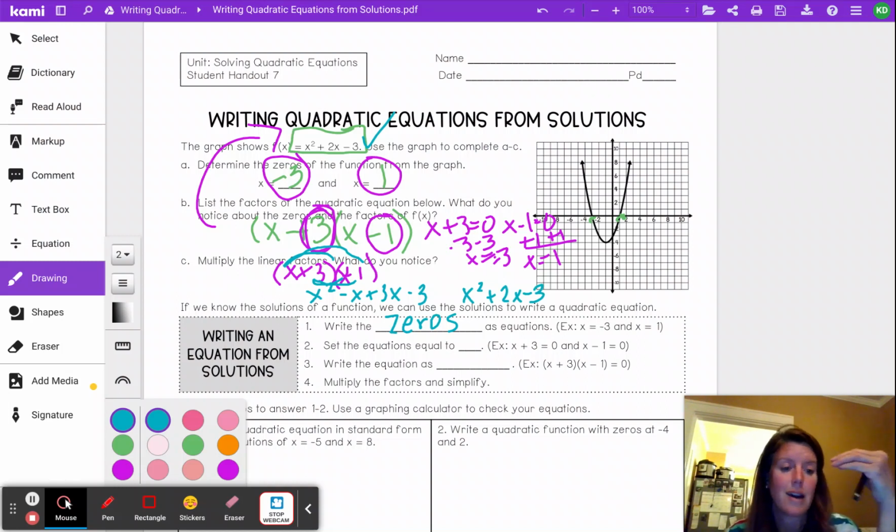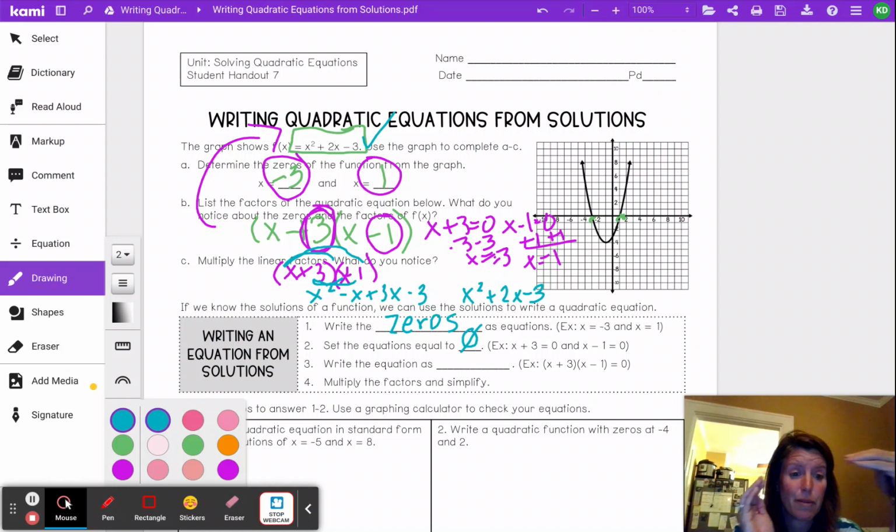That's where it crosses the x-axis, okay? And then set those equations equal to 0. Let's draw my line so it looks like a 0. So we're going to set those now equal to 0. So we have to change those signs. x plus 3 equals 0, and then x minus 1 equals 0.